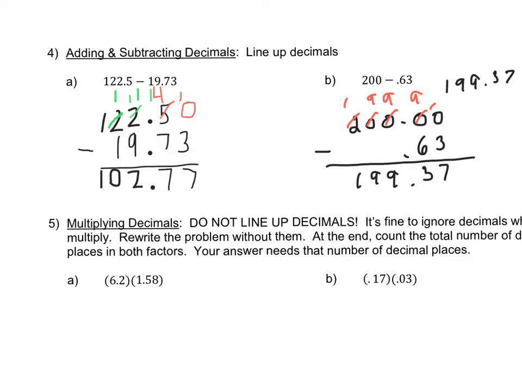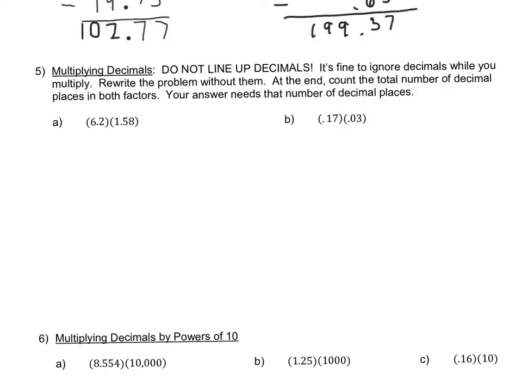So moving on to multiplying decimals. This is where we do not line up the decimals. You can, it is just not necessary, and it makes it much longer than it needs to be. So here we have 6.2 times 1.58. We do not need to line those up when we write our problem out. It's fine to ignore the decimals while you multiply. Rewrite the problem without them. At the end, if you remember, we count the total number of decimal places in both factors, and our answer needs to have that number of places.